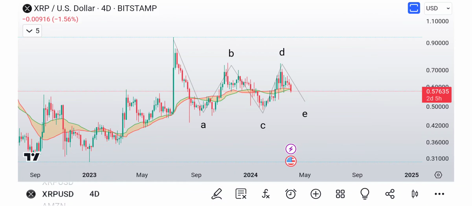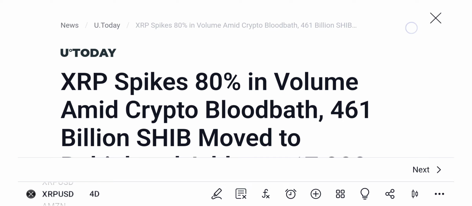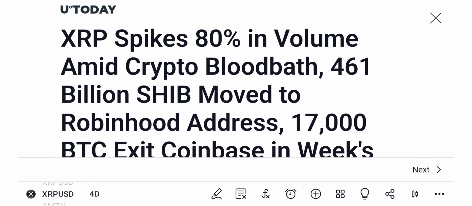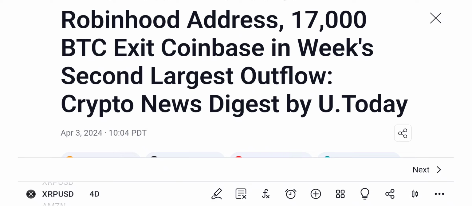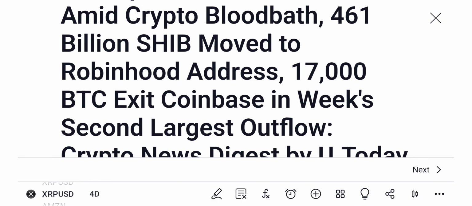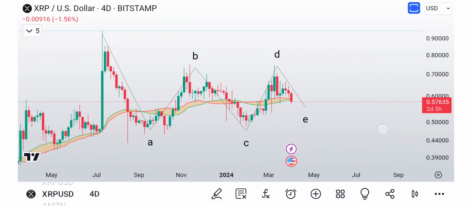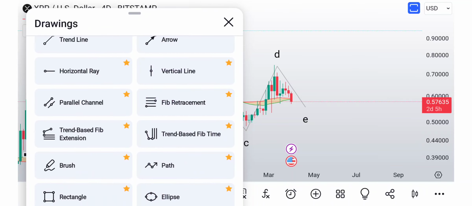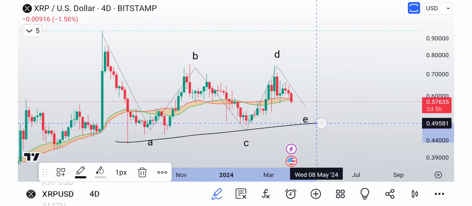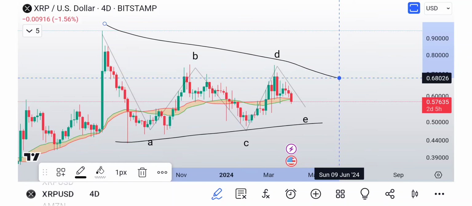So we could see XRP spike 80% in volume. So volume spiking up, crypto bloodbath. It's not really a bloodbath, but it is pretty big. It's a big outflow. So looking at this as a triangle, this would sort of be my favorite idea here, my favorite bearish idea.